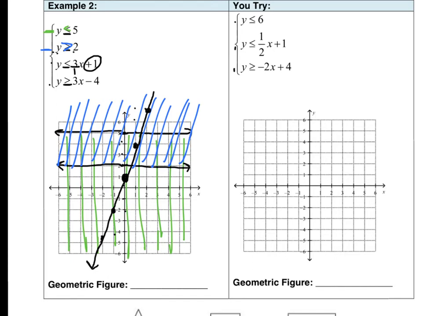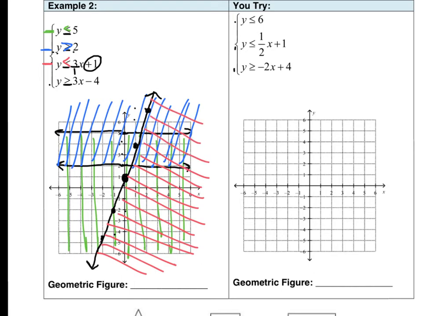And now I need to see if I shade above or below that. I'm going to shade in red for this one. This one is a less than sign, so I need to shade below that. So everything below that black line that I just drew, all of that is less than. So now you can see the solution area so far is where we have green, blue, and red, so over here.